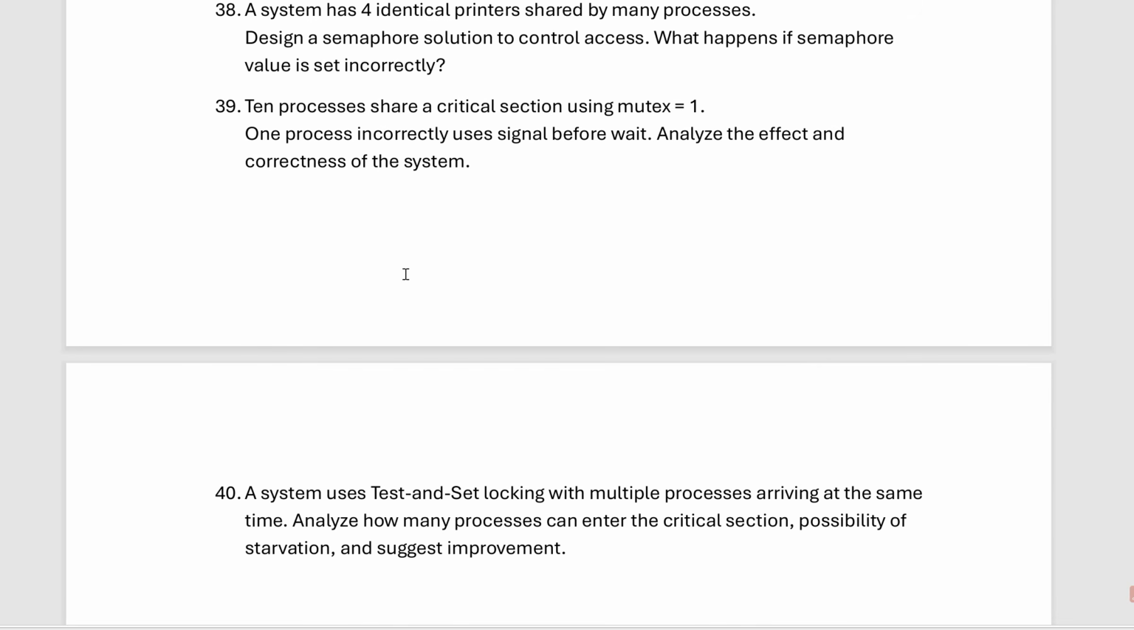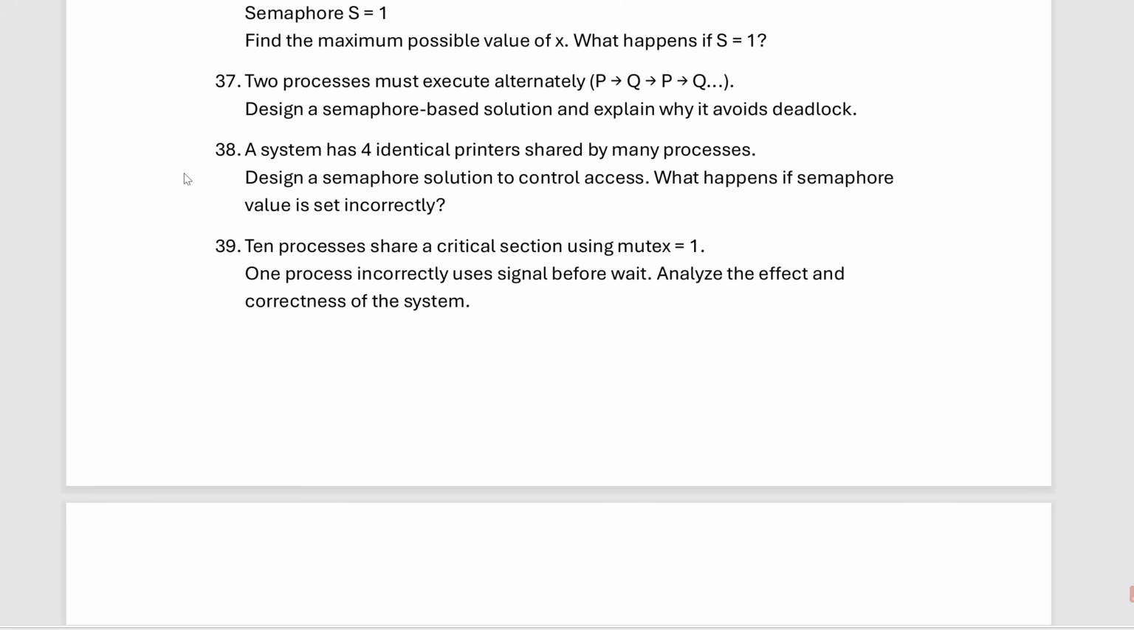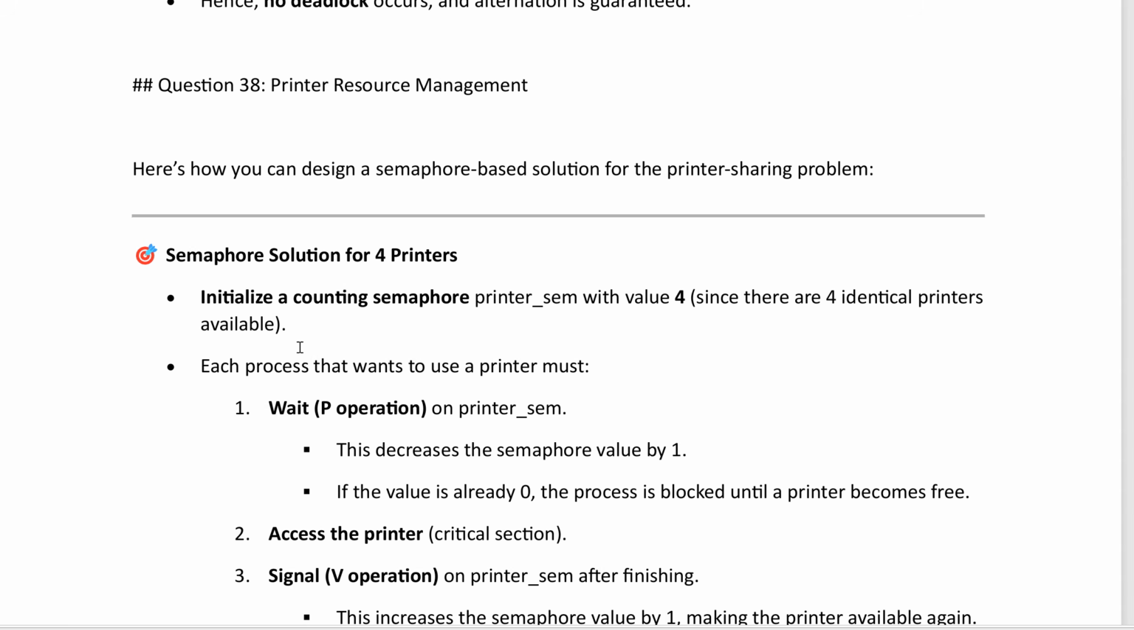Next problem number is 38. Problem number 38 says: a system has four identical printers shared by many processes. Design a semaphore solution to control access. What happens if a semaphore value is set incorrectly? We have four printers shared by many processes, so we have to design a semaphore solution to control the access by the processes to four identical printers.